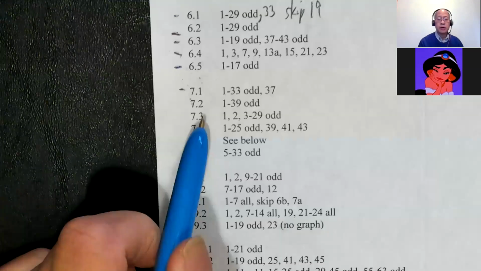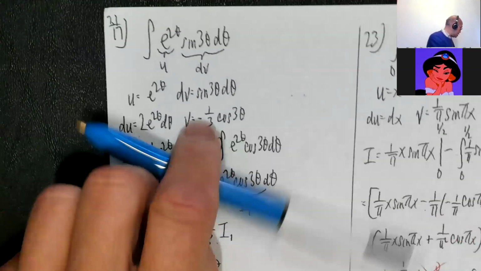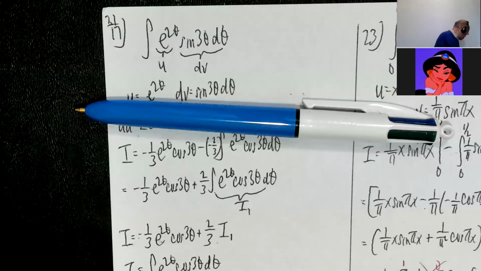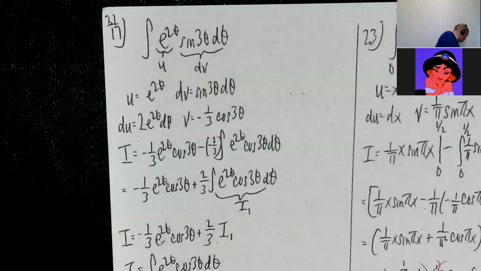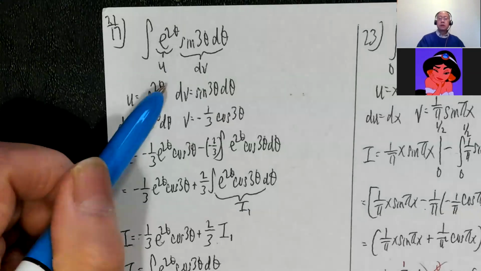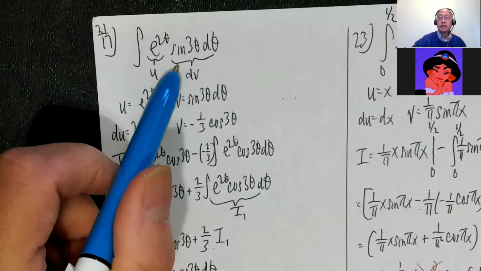And here's where we are homework-wise. All right, so let's continue on with more integration by parts problems. A very interesting one is number 17, a little bit harder. Take a look at something in my book here real quickly. Okay, so we have the integral of e to the 2 theta sine of 3 theta d theta.